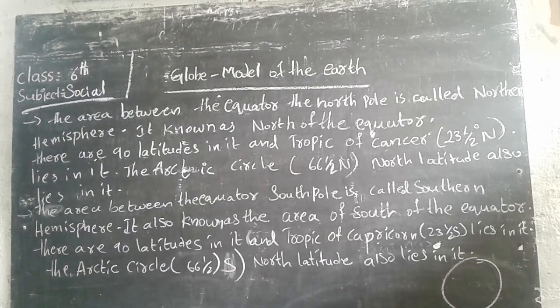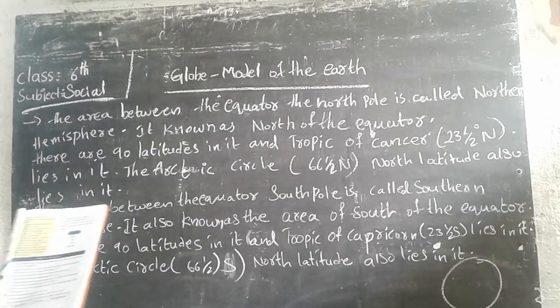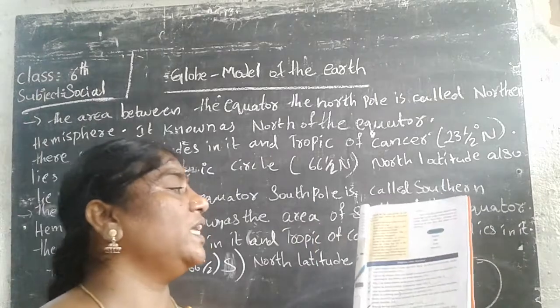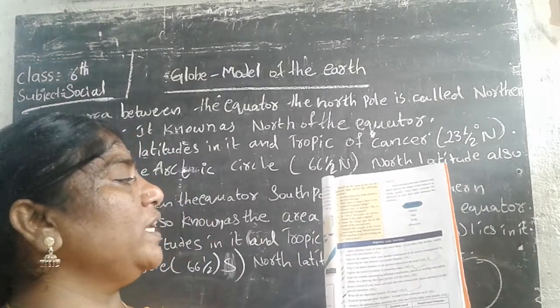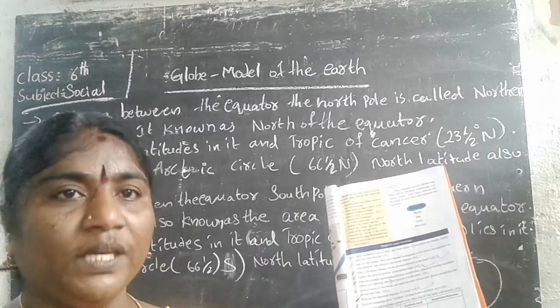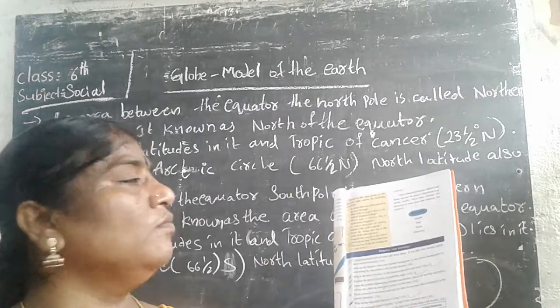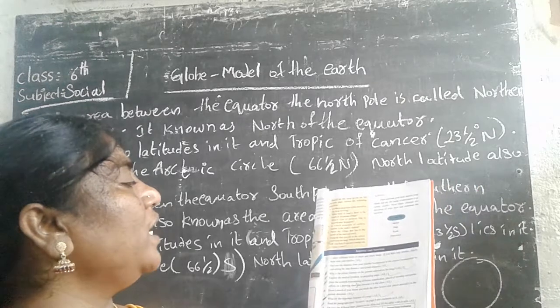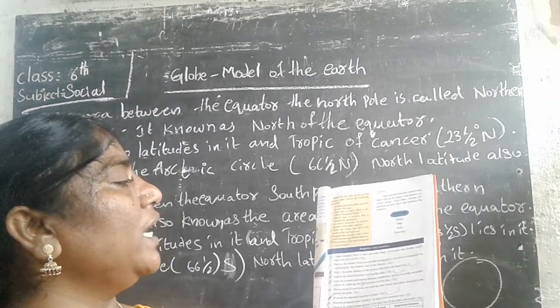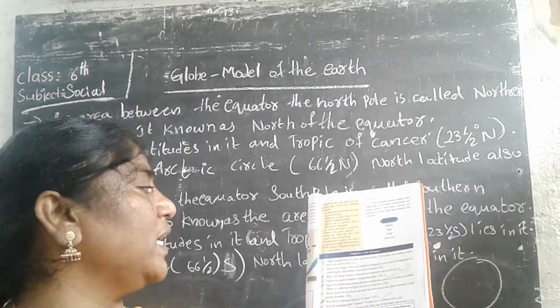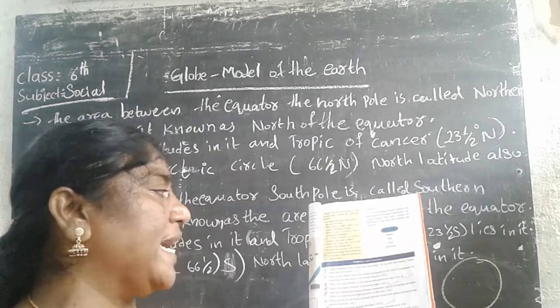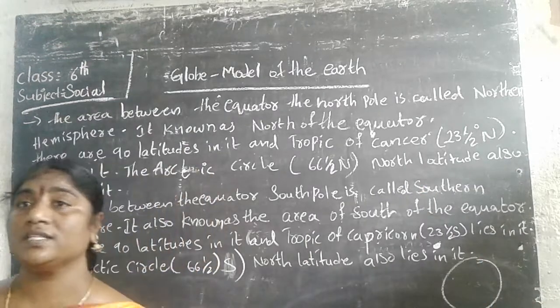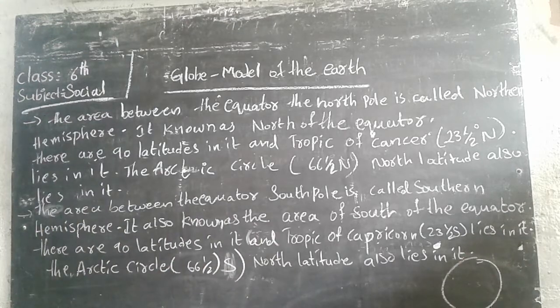First question: collect different kinds of maps and study them. If you have any doubts, clarify them with me, or mention them in the WhatsApp group. Second, find out the distance from your mandal headquarters to the district headquarters by converting the map distance into actual distance. These are the 2 question answers for our social worksheet. You should write and note them down and send them on WhatsApp. Okay, children? Thank you.